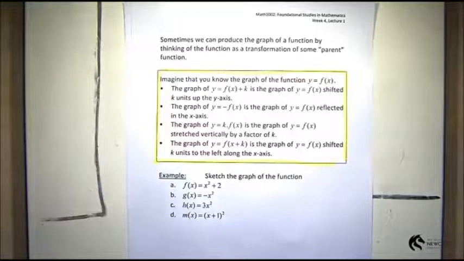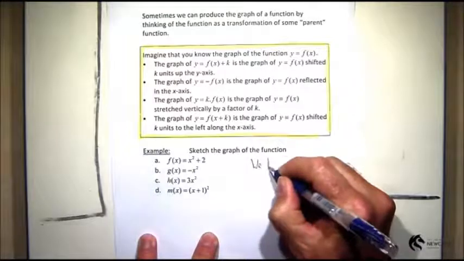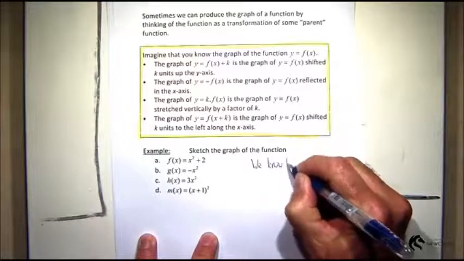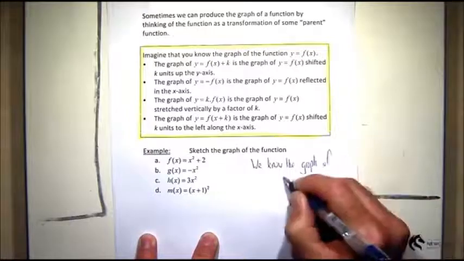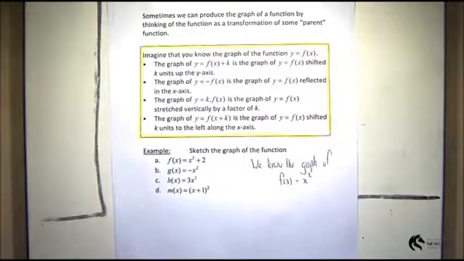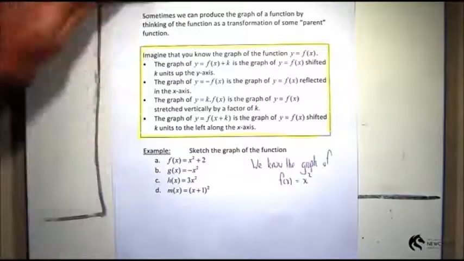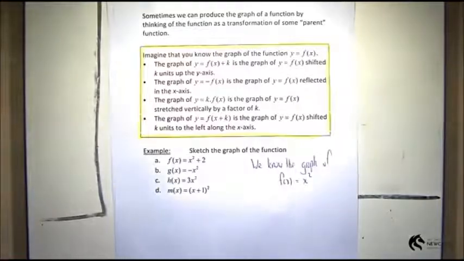So it says here, sketch the graph of the function x squared plus 2. Now this is fairly easy, but the idea is what we're looking for. So in this case, we start with, let's say we know the graph. We know the graph of y is equal to x squared. We know the graph of, I might even say function x is equal to x squared. Let's start with that. That will be our parent function, if you like. Okay, so that's the one that we know.